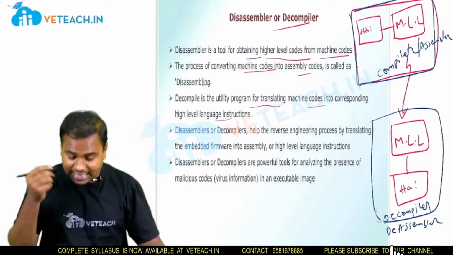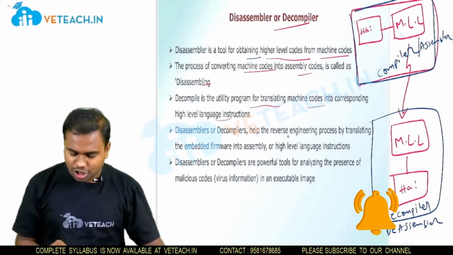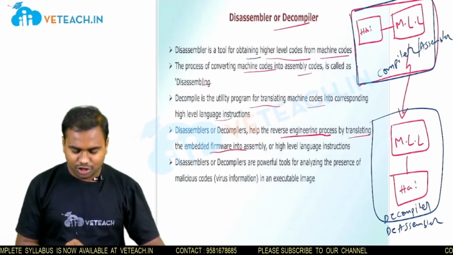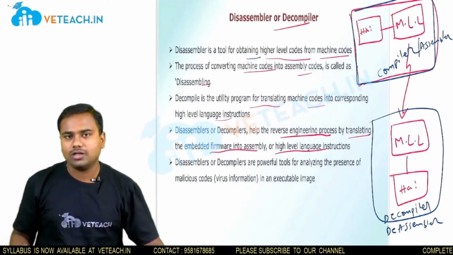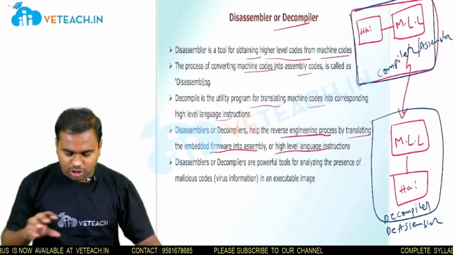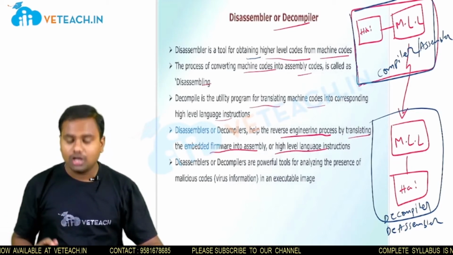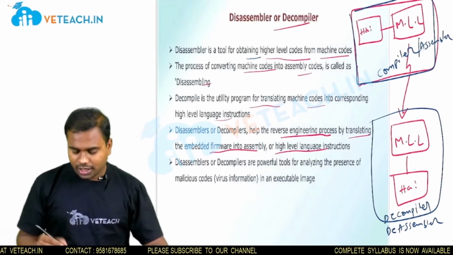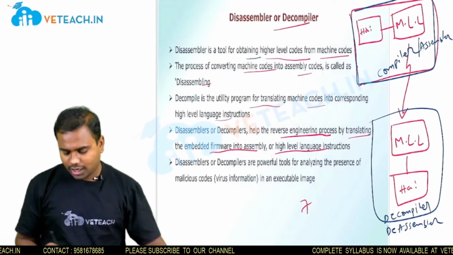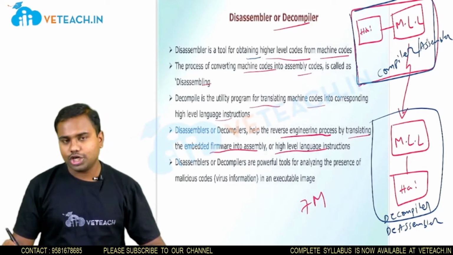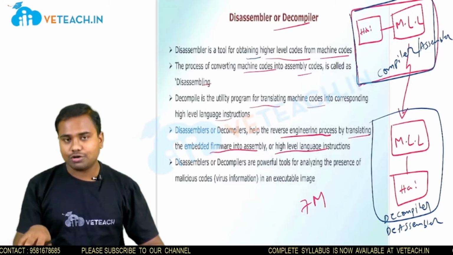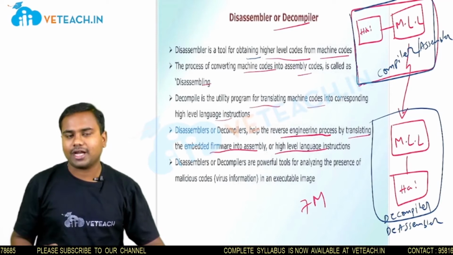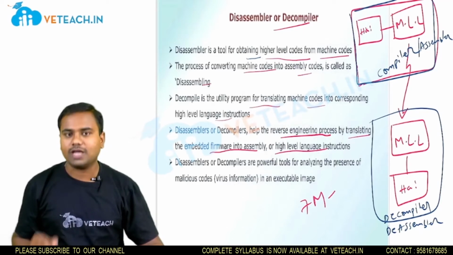The deassembler or decompiler is a reverse engineering process, translating the embedded firmware into assembly or high level languages. This is the main point: the reverse engineering process is the main point in this topic. From an exam point of view, if you get a 7 marks question, you need to take an example familiar to you and explain it in that format, then you can easily get the 7 marks.